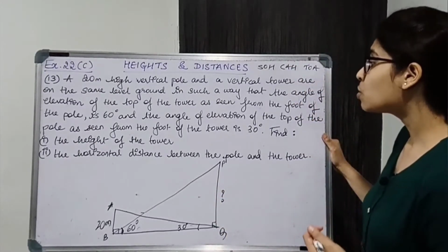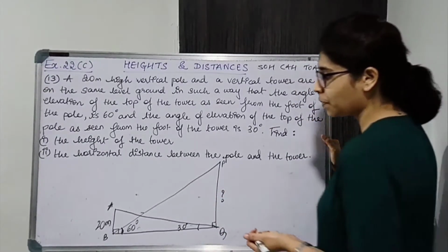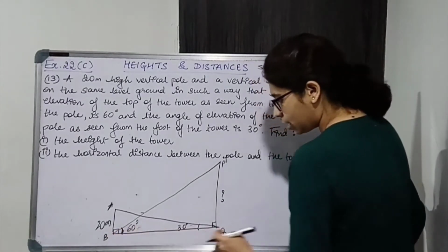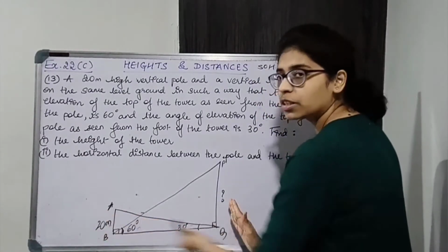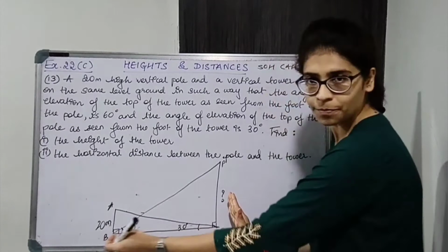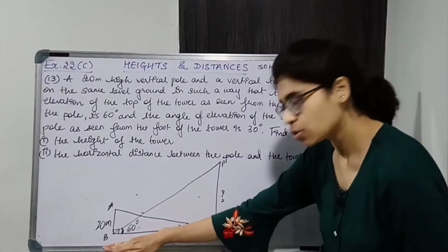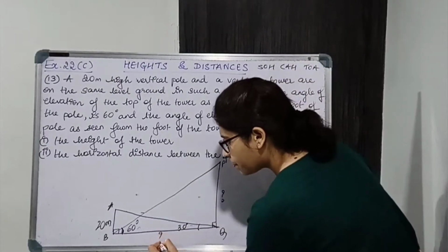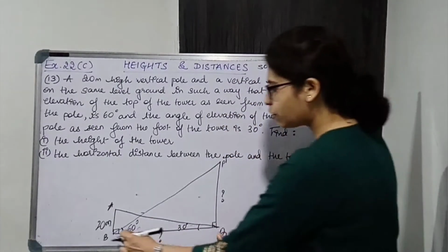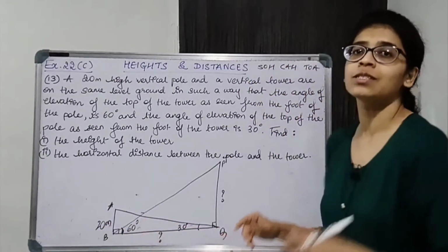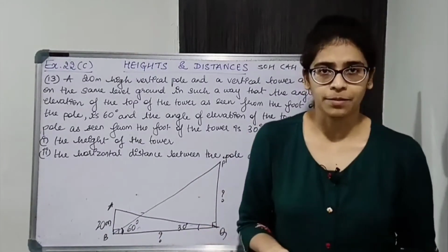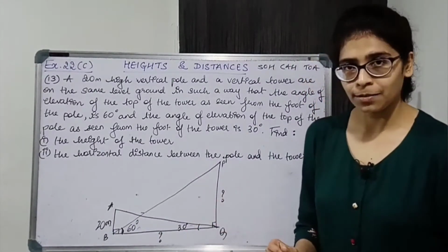Second part, the horizontal distance between the pole and the tower. What will the horizontal distance be? This BQ is the horizontal distance. This is the horizontal line, so the horizontal distance will be BQ. So how much is the horizontal distance between the feet of the two? That is what we have to find. So these two things we have to find.